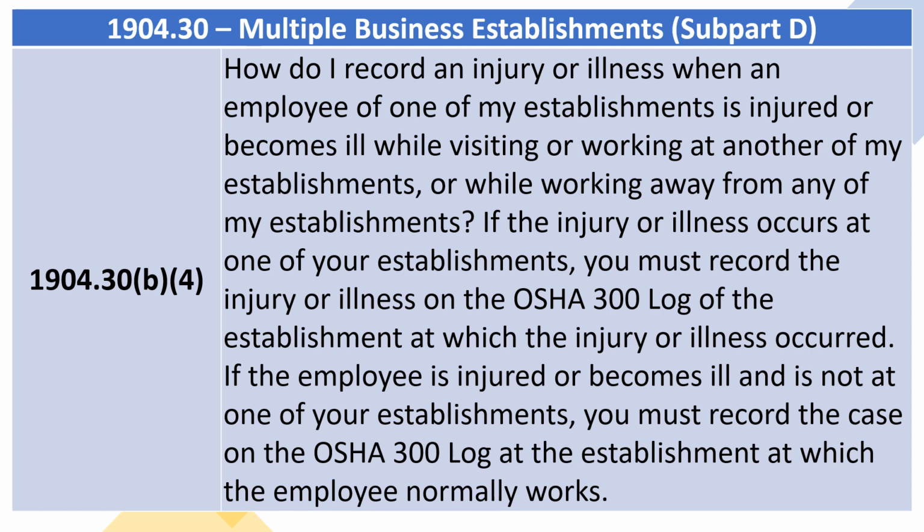1904.30(b)(4) How do I record an injury or illness when an employee of one of my establishments is injured or becomes ill while visiting or working at another of my establishments, or while working away from any of my establishments? If the injury or illness occurs at one of your establishments, you must record the injury or illness on the OSHA 300 log of the establishment at which the injury or illness occurred. If the employee is injured or becomes ill and is not at one of your establishments, you must record the case on the OSHA 300 log at the establishment at which the employee normally works.